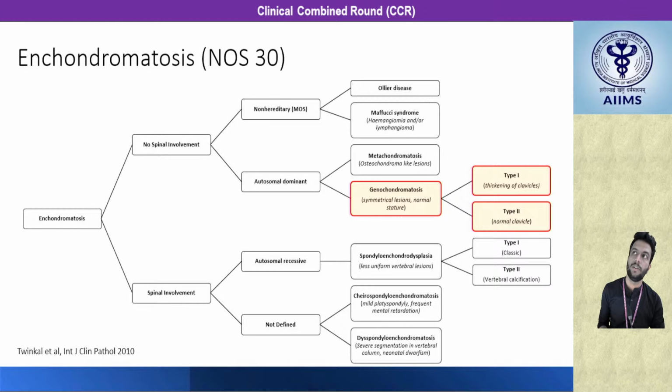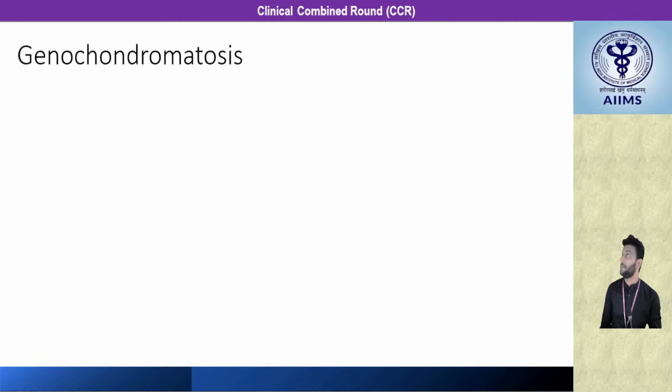One is the non-hereditary cause, which accounts for the majority, like the common diseases Ollier and Maffucci, where a somatic mutation is causing the disease. The other category includes autosomal dominant metachondromatosis and genochondromatosis, which our case also belongs to, where a particular gene involvement is there.